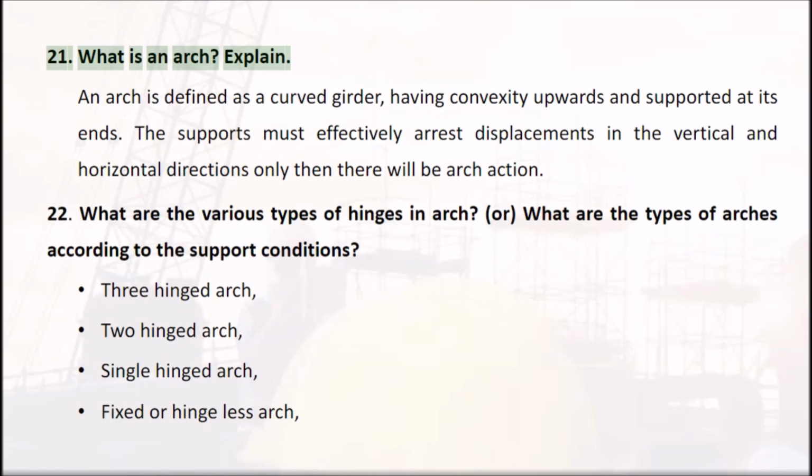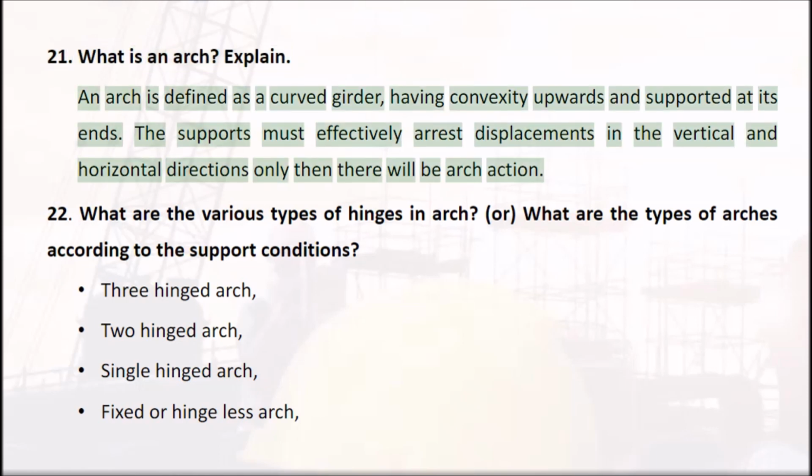What is an arch? Explain. An arch is defined as a curved girder, having convexity upwards and supported at its ends. The supports must effectively arrest displacements in the vertical and horizontal directions; only then will there be arch action.